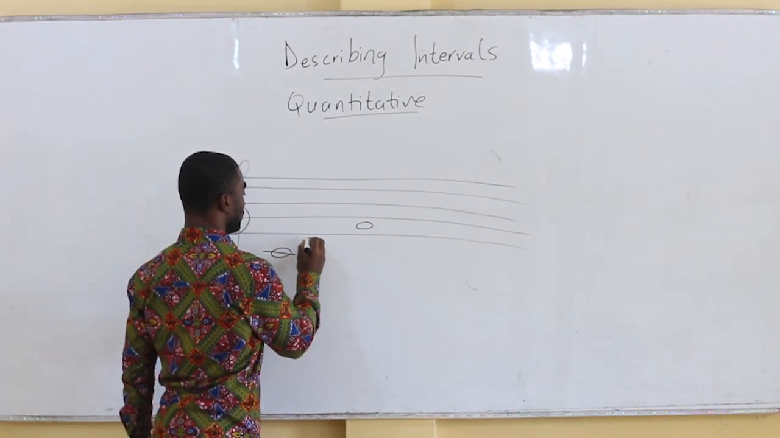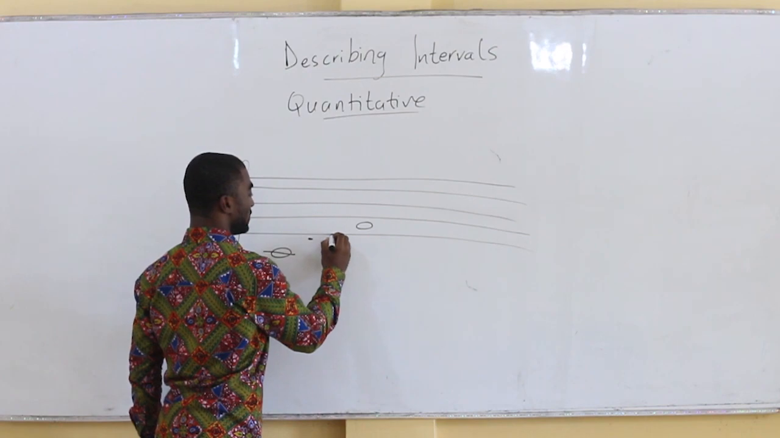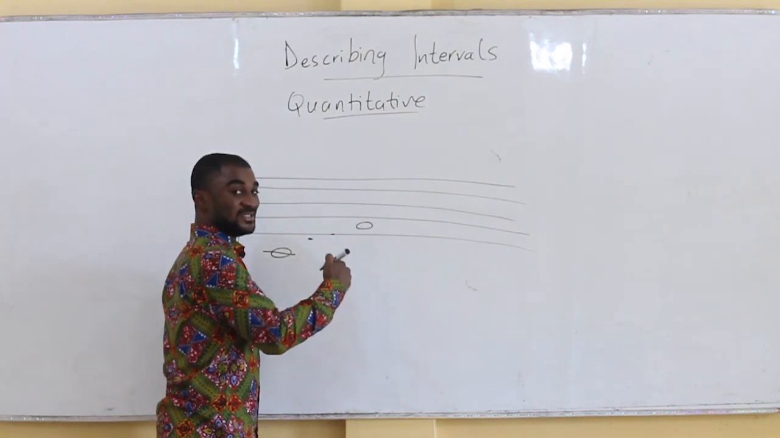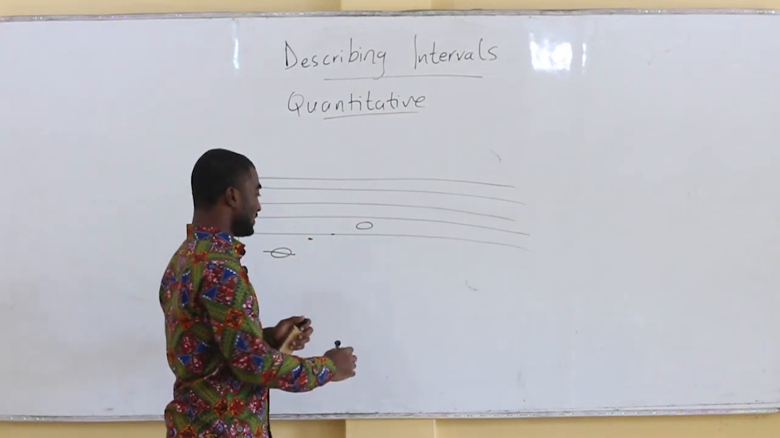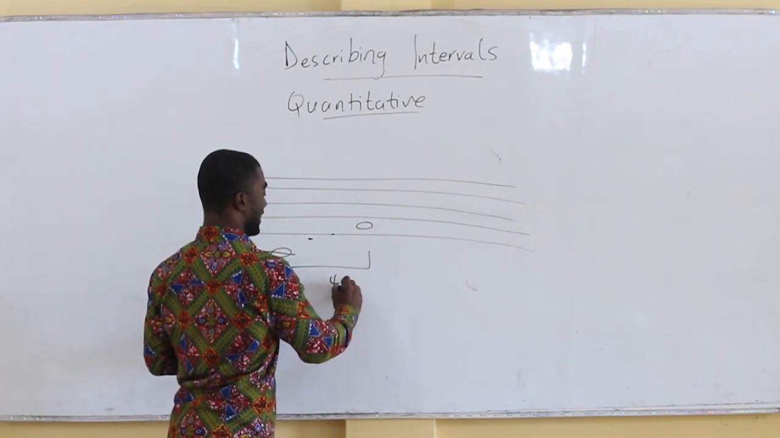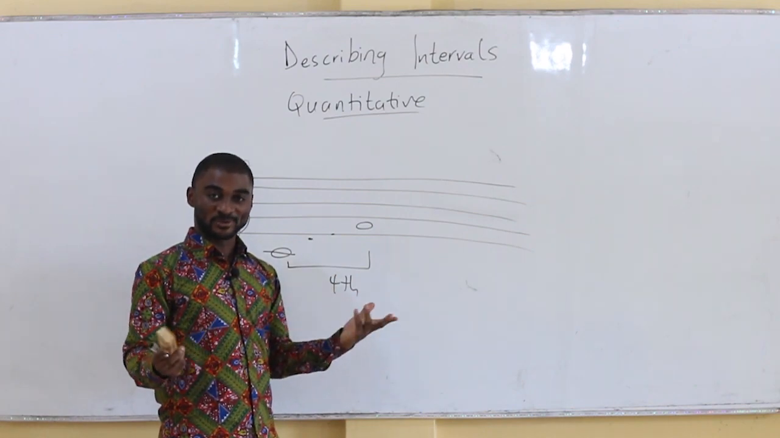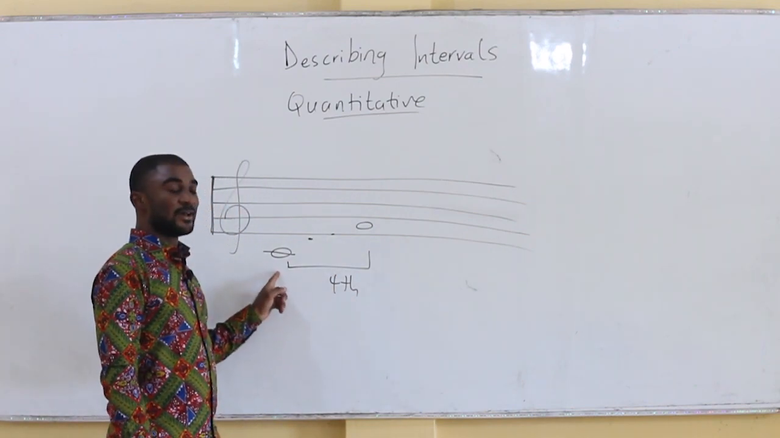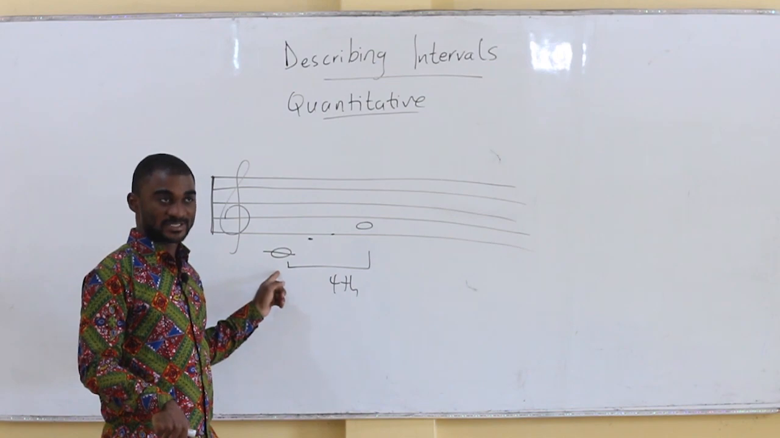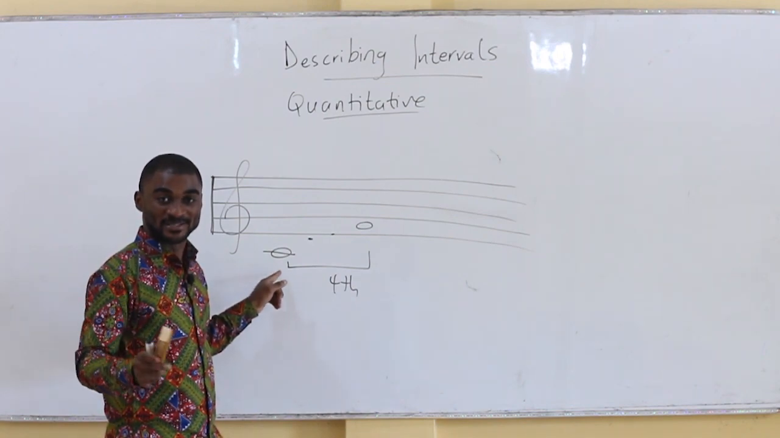1, 2, if your note was here, 3, if your note was here, 4. In steps, that's 4 steps. That makes this interval a fourth. You will have noticed some principles coming out already. The beginning point is inclusive. That means C is a first from C.